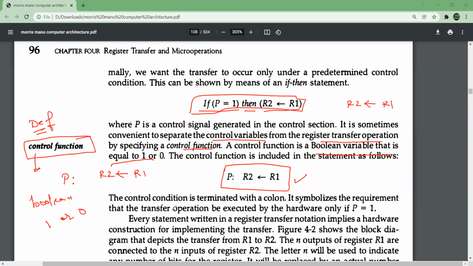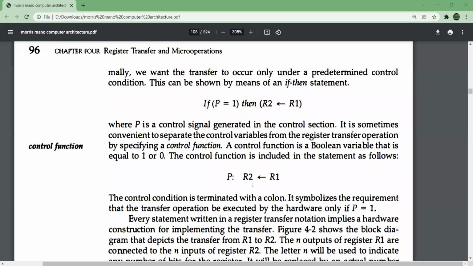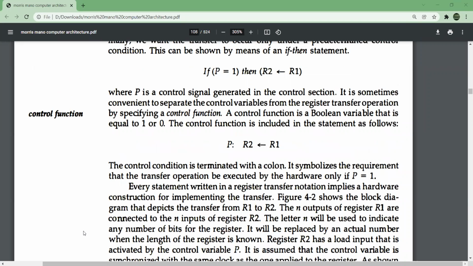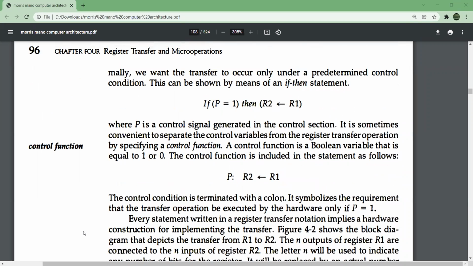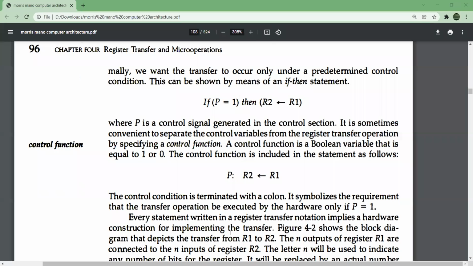The control function or the control condition terminates with a colon. It symbolizes the requirement that the transfer operation, R1 copied into R2, will be executed by the hardware only if the value of P is equal to 1. So I hope this particular notion is also clear to you, and what is a control function. In the exams, you can give an example like the earlier statement, how we write it and how we write it with the help of a control function.